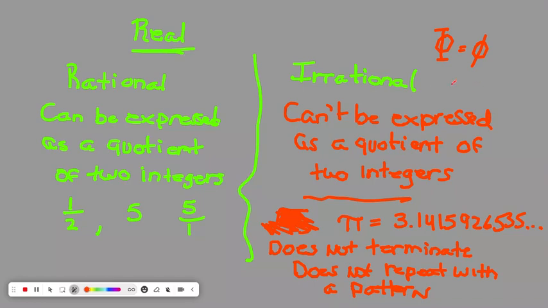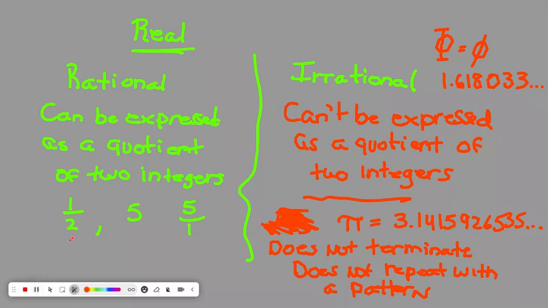Also, phi is the golden ratio. 1.61833... doesn't end. And the golden ratio is a way in which there are certain proportions in nature, which we'll talk about later on in other videos. Let's talk about the real numbers a little more, rational, and we'll go back to irrational.